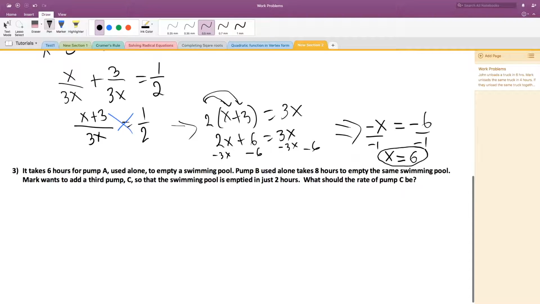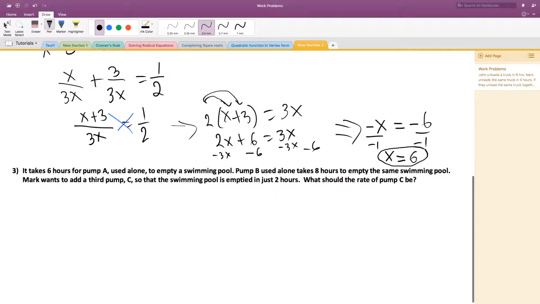Okay, so here we have pump A, it takes 6 hours to empty a swimming pool. Pump B takes 8 hours to empty the same swimming pool. So the owner, Mark, wants to buy a third one so that he is able to empty the swimming pool in just 2 hours. So the question is, what must be the rate of pump C?